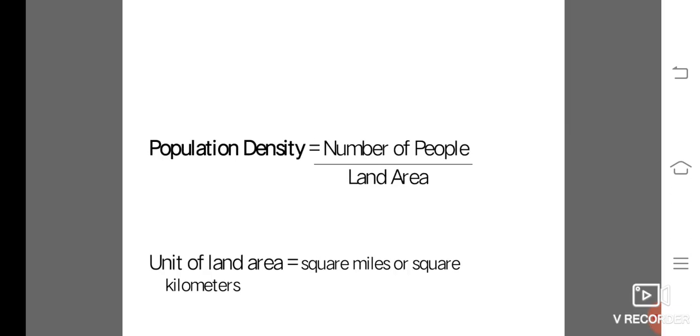To calculate the population density, you will divide the population by the size of the area. Thus, population density is equal to number of people divided by land area. The unit of land area should be square miles or square kilometers. You can use square feet or meters if you are finding the density of a smaller place.